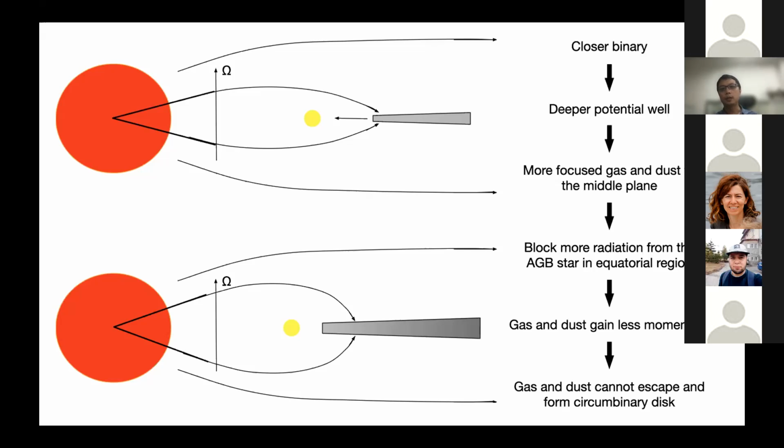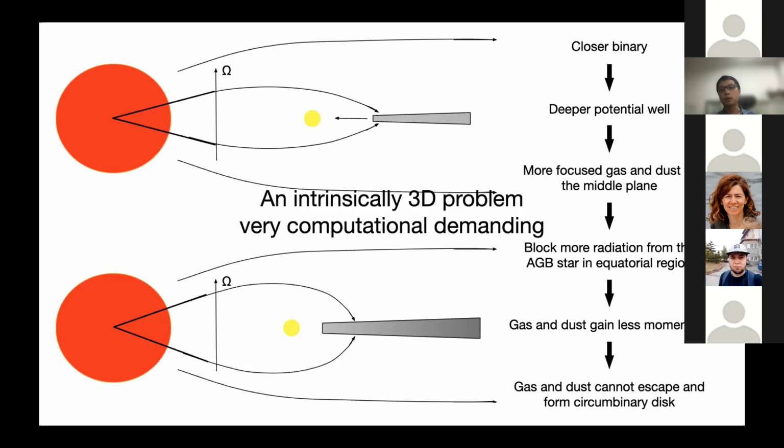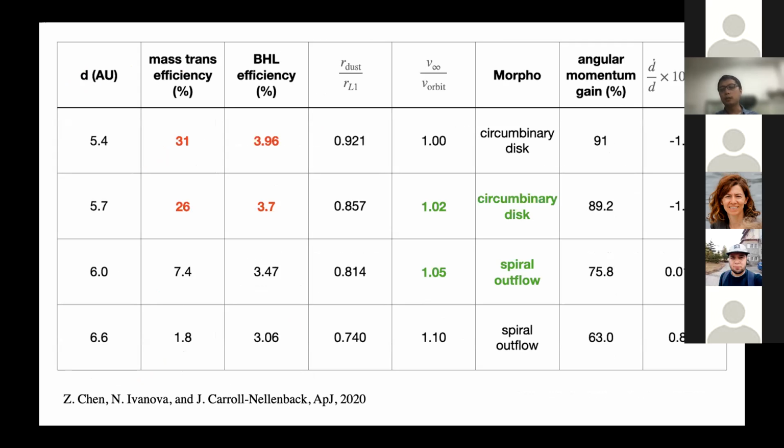This process involves the focusing of the wind in the polar direction, or the r-theta direction, and this gradual increase in the optical depth has an interplay with the r-phi direction. So this problem is intrinsically 3D and very computationally demanding. The impact is not only morphological, it also has a dynamical influence. The mass transfer rate when the circumbinary disk forms is much higher than the Bondi-Hoyle-Littleton accretion efficiency.